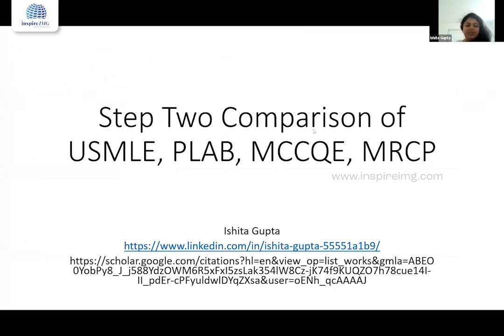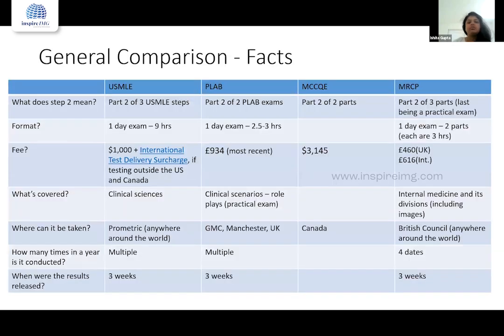So, hi everyone, my name is Ishita, like Kanika said, and today we'll talk about step 2. We've already done one on step 1. So I wanted to follow a very similar outline for step 2 as well, so it's all consolidated into one place. So let's start with the general comparison that has facts, not personal experience, just facts about all of the exams. I wanted to make this table so it's easy. There are lots of things that you need to search on different websites, so I've tried to put it into a table, and I hope that helps.